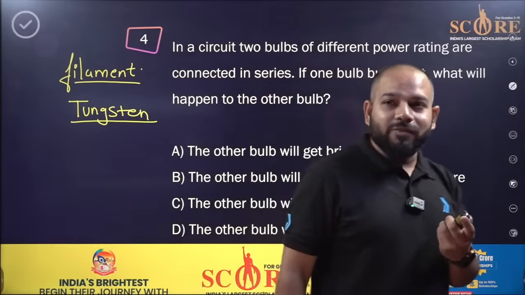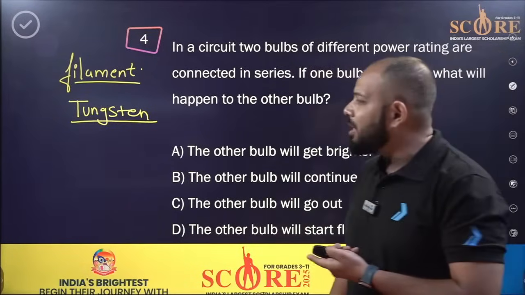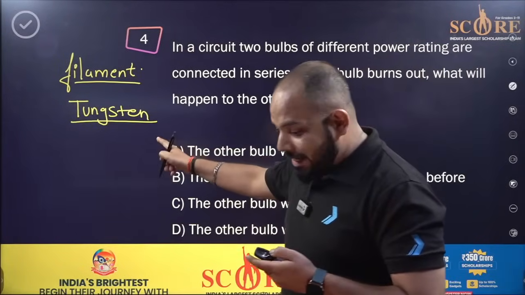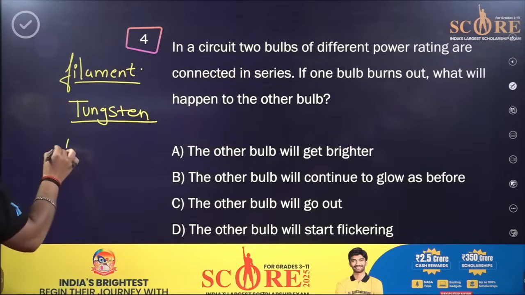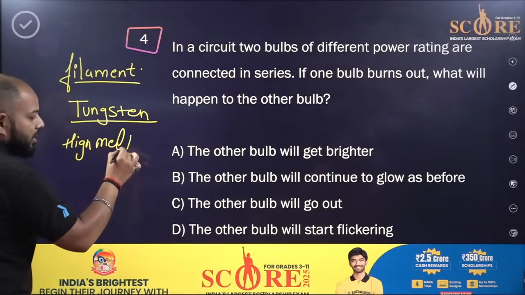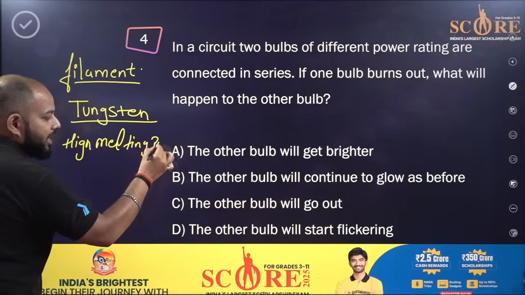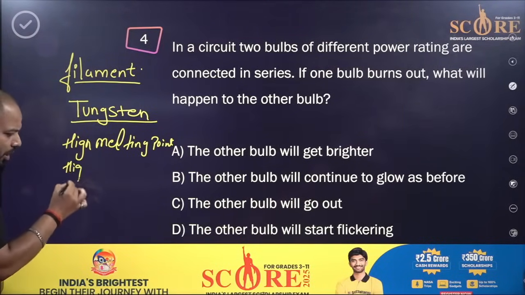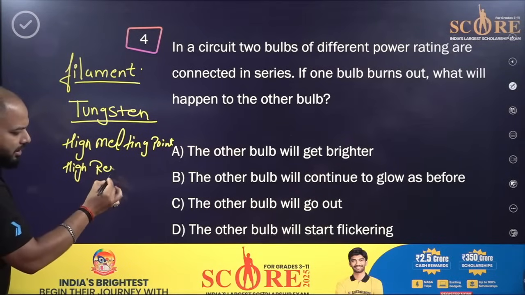What is the specialty of the tungsten material? Why are we not using any other like copper or silver? Tungsten has the property of a very high melting point. And high resistivity also, so we can say high resistance too.